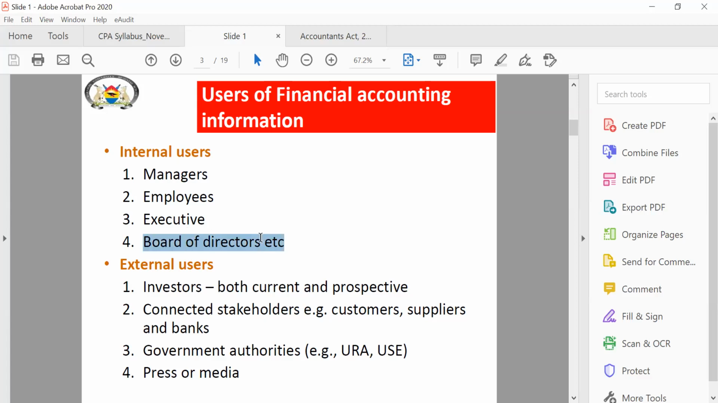So these are interested in the accounting information for that reason, so that they can give accountability to the shareholders, but also be able to take critical decisions about management. Actually, the board of directors supervise the executives, the executives supervise the managers, and the managers supervise the overall employees, okay? So these are the internal users, and then the external users are here.